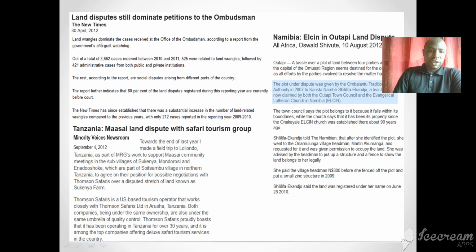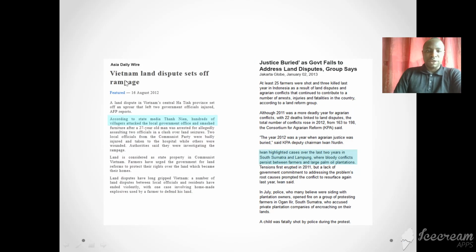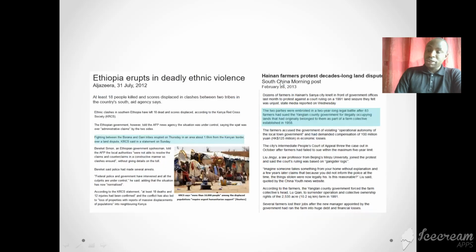This is in Rwanda, where they say that land disputes still dominate petitions to the ombudsman. You can see it in Tanzania, the Maasai land dispute with a safari tourism group. You can see it in Namibia, a land dispute. It's almost all over the world. Vietnam, land dispute sets off a rampage. You can see justice buried as the government failed to address land disputes. This is Jakarta, Indonesia. So you can see that land disputes are all over the world.